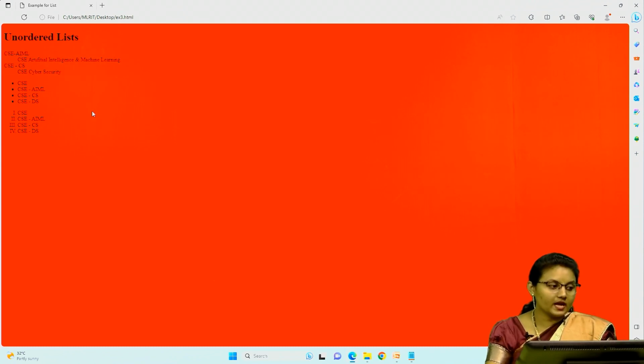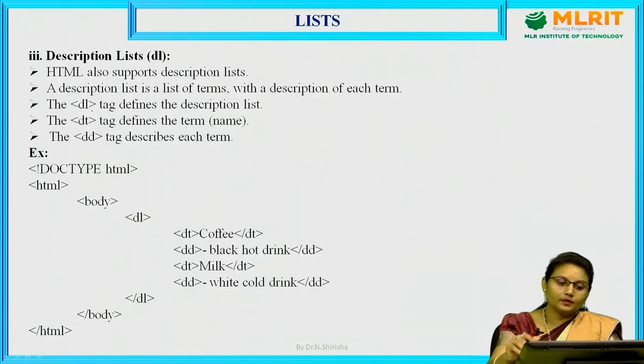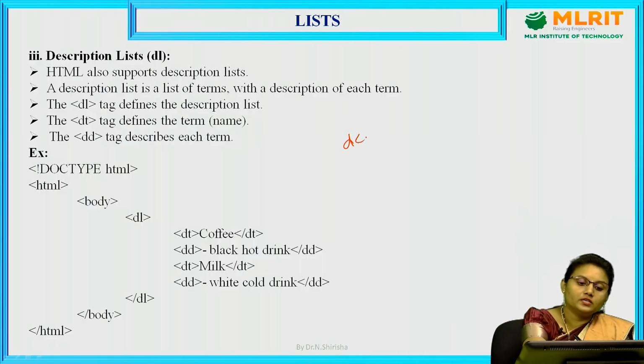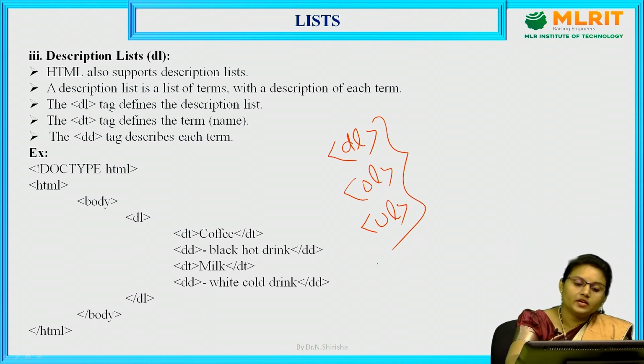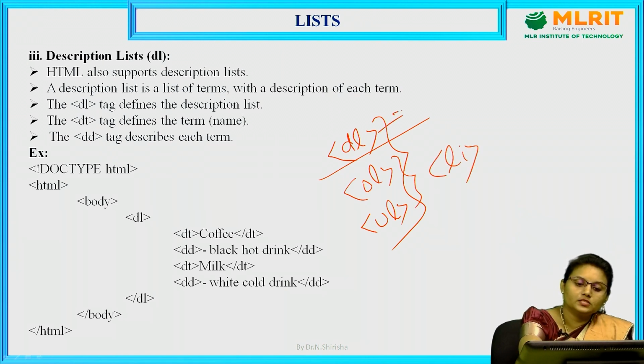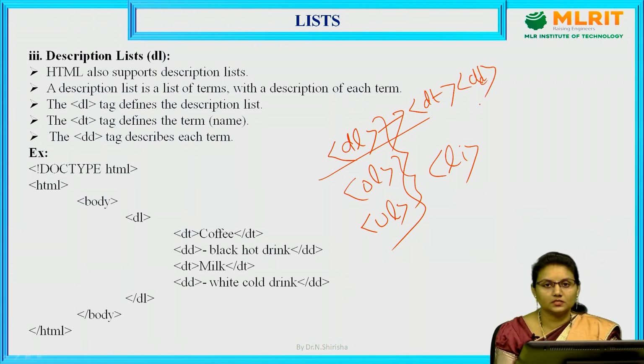So this is how definition lists are useful. What is the tag for definition list? It is DL. For ordered list it is OL, and for unordered list it is UL. In these two we have to use LI tags, but not in DL. In this we will be using only DT and DD. LI we will not use in the definition list. That's a small difference you need to ensure.